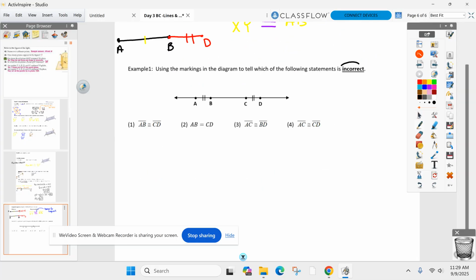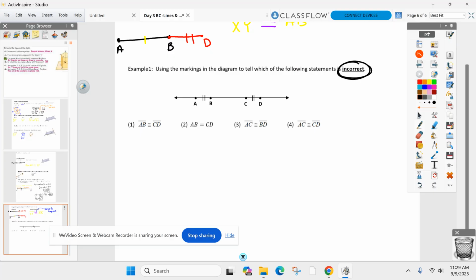Which one of these statements below is incorrect? All right, look at the diagram I gave you. Everyone see the hash marks? What are they telling you? What are congruent? Name them. Use your big words here. AB and CD. AB and CD are congruent. Everyone agrees. So that means choice number 1 is true, yes? Okay, we're looking for the incorrect one.